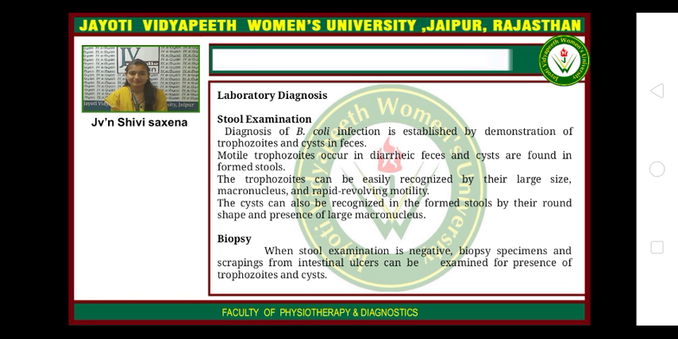Treatment: tetracycline is the drug of choice and is given 500 mg 4 times daily for 10 days. Alternatively, doxycycline can be given. Metronidazole and nitazoxanide have also been reported to be useful in some cases.